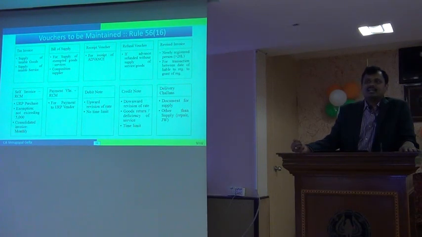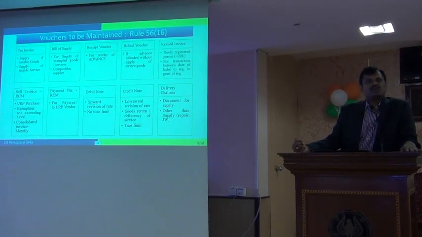The second, the contents of the tax invoice need to be verified. Rule 46 has various fields, 16 or 17 fields one needs to have in a tax invoice. Now, most of the time the contents are not completely filled, especially when the software is not a generalized software but a customized software.